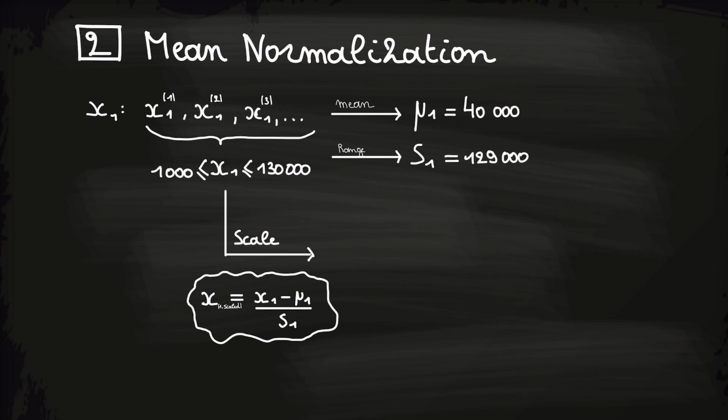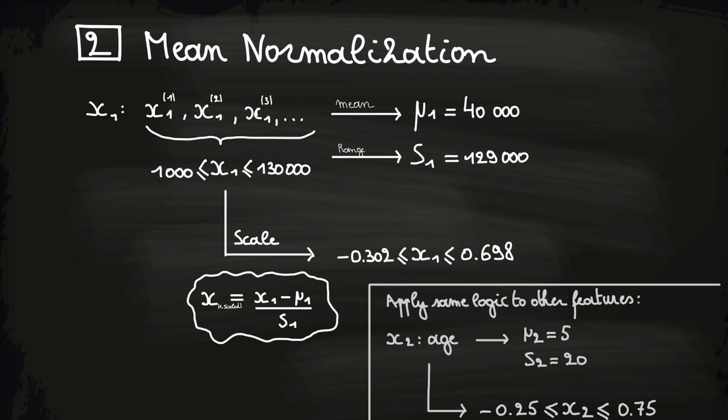Now we apply this scaling transformation to every value of x1 and we end up with all values of x1 between these two values. Now we can apply the same logic to all other features. Then we end up with all features being in a similar kind of range. For example, we can do the same for the age of the car. You might notice that the ranges of the features are not exactly the same. That's true, but this is no problem. As long as the ranges are not too far from each other, you still obtain a fast gradient descent algorithm.